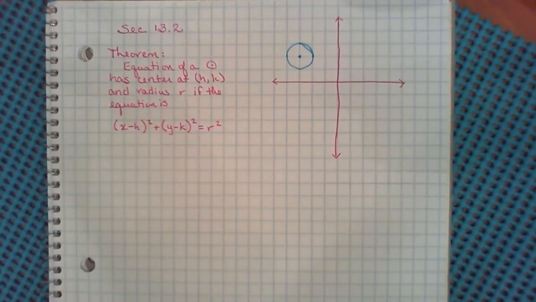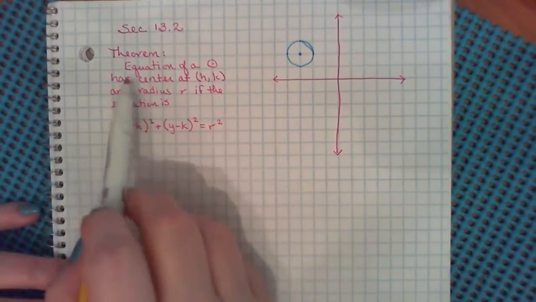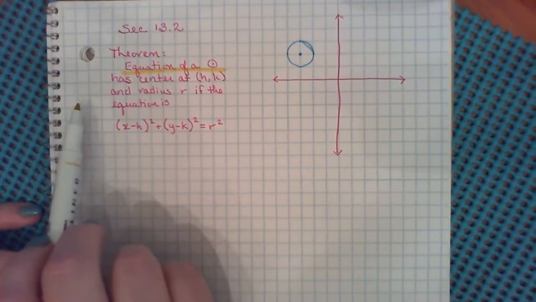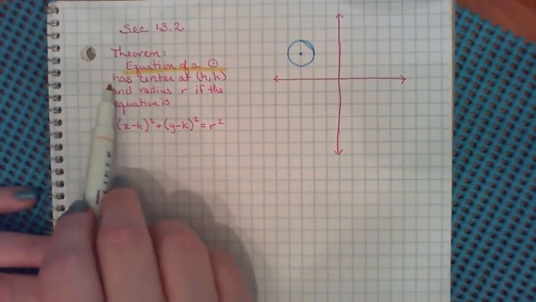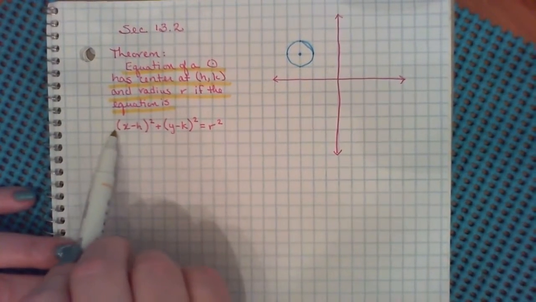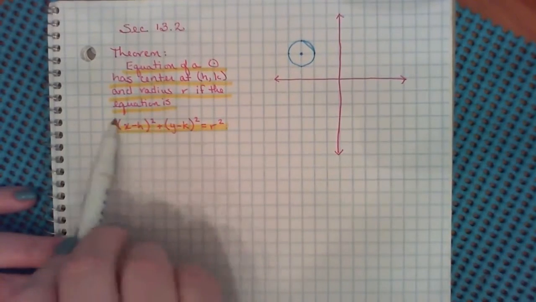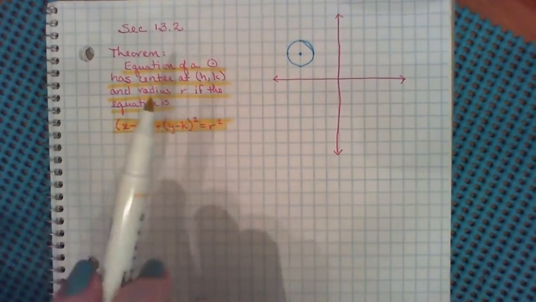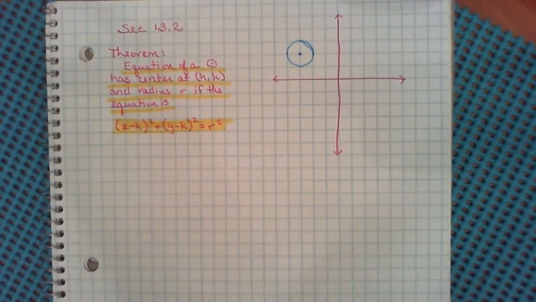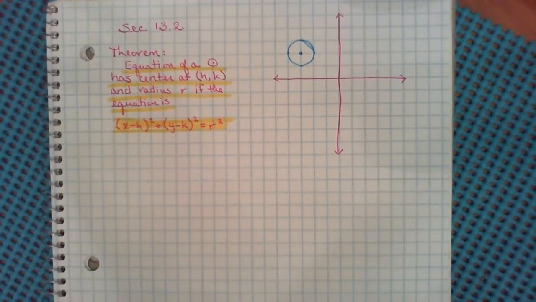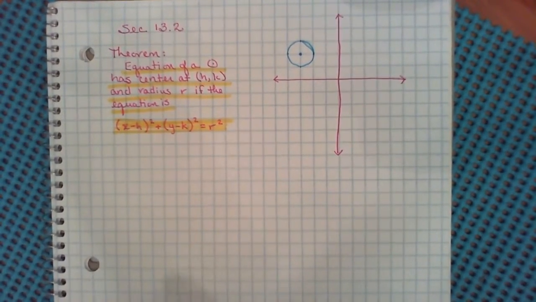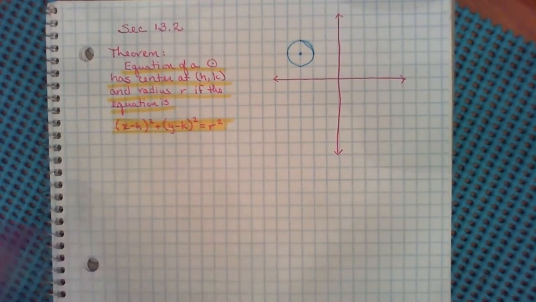We're going to start off with a theorem that says that the equation of a circle, and I'm underlining in yellow so you know it's got to be written in your theorems page, has a center at (h, k) and a radius r if the equation is this. You need to make sure you get the equation memorized. So this is a pattern, and what you have to do is be able to fill out the pattern.